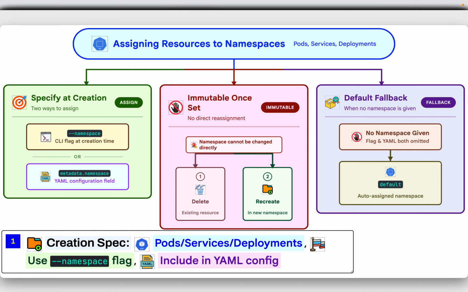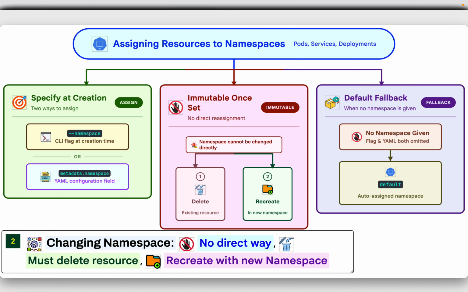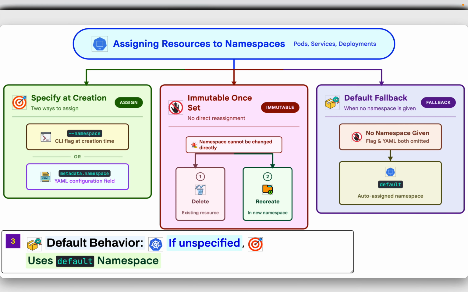When creating resources like pods, services, or deployments, specify the namespace using the --namespace flag or by including it in the YAML configuration file. To change the namespace of an existing resource, you must delete the resource and recreate it with the desired namespace. There is no direct way to change a resource namespace. If you don't specify a namespace during resource creation, Kubernetes will use the default namespace.